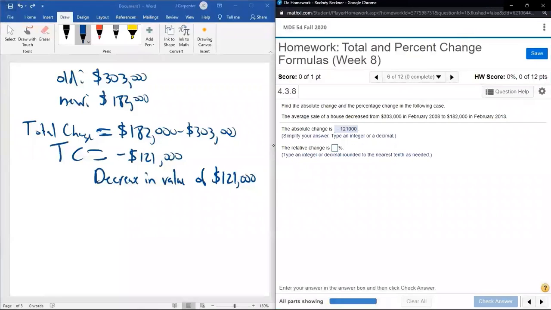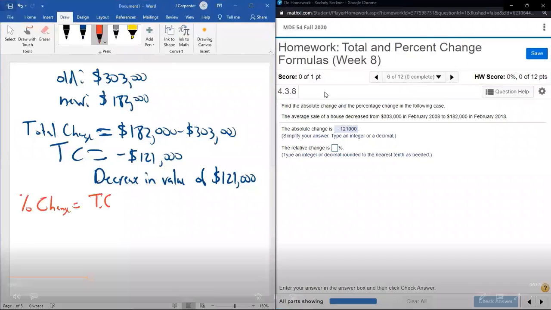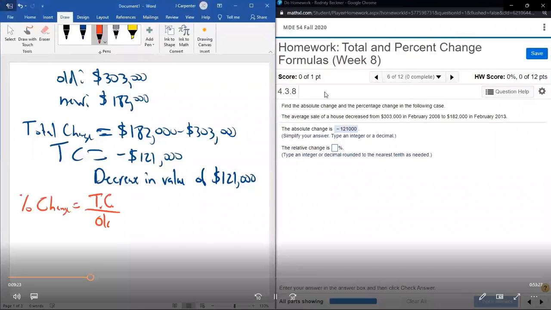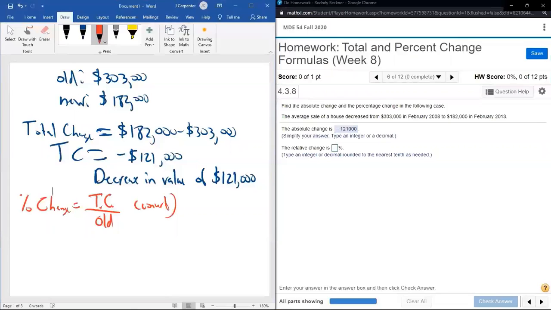The relative change, now relative means percent change. And the formula for percent change, as a reminder, is the total change divided by the original. I'll actually write that one. Percent change is the total change divided by the old or the original. And then you have to convert to a percent.